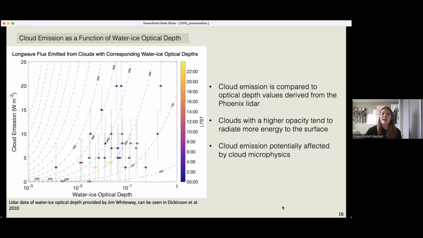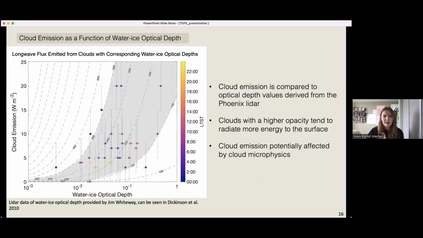And the last thing we're going to look at is how the water ice optical depth and cloud emission compare. So on the x-axis, we have water ice optical depth values retrieved from the LiDAR, and these are matched with the cloud emission values at the same sol and same time. The gray lines here are the cloud temperature. So what temperature would a cloud be that is emitting this amount of radiation? And between these gray lines are about the temperatures that we would expect for a cloud to be. And as you can see, hopefully, it's a little bit scattered, but a cloud with a higher optical depth does emit more radiation towards the surface, which does make sense.